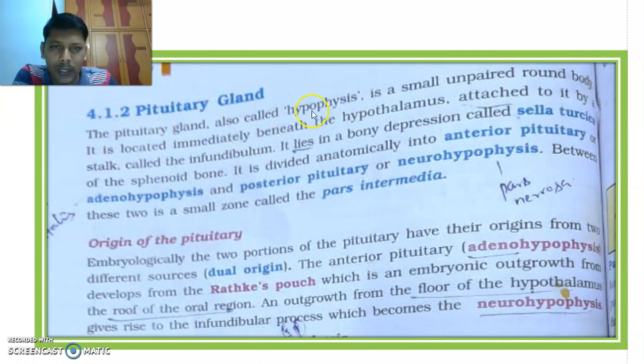The pituitary gland is also called the hypophysis, or the master gland. The hypothalamus is the master of the master gland. The pituitary gland is a small, unpaired, round body.